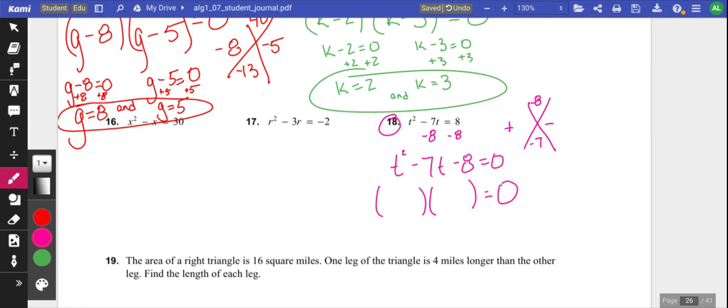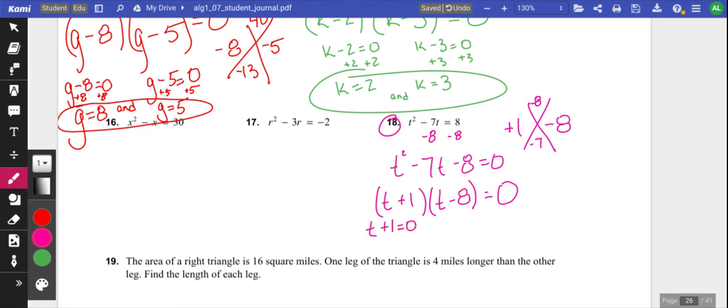Okay, so if I think, well, okay, 2 and 4 aren't going to add up to negative 7, but I've got 8 and 1. If I'm going to end up with negative 7, that 8 is going to be my negative number. My 1 is going to be my positive. Okay, think the math through in your head if you're not sure. Okay, positive 1 minus 8 is negative 7. Positive 1 times negative 8 is negative 8. Okay, so that checks out. So t plus 1 and t minus 8. Awesome. I'm going to set each one of those equal to 0.